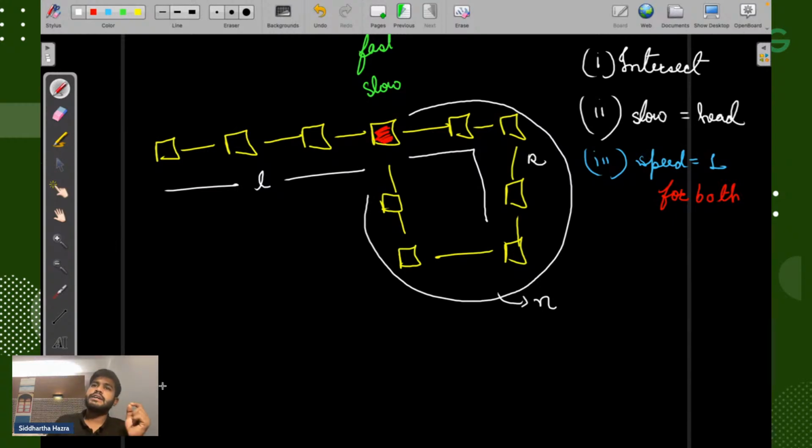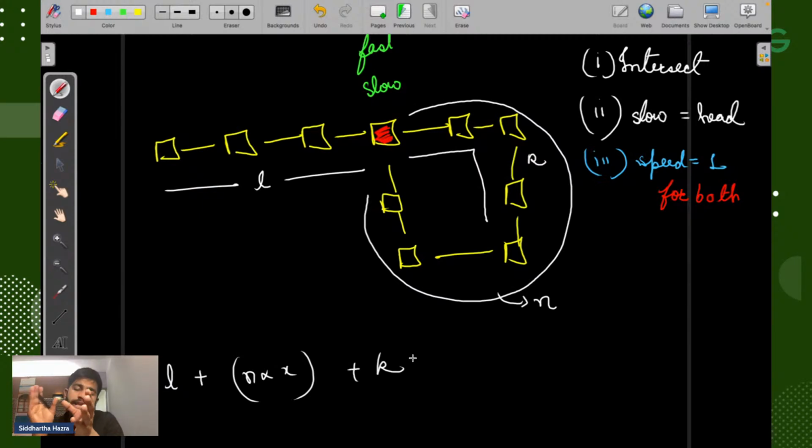The distance traveled by the slow pointer is L plus N times X, supposing it has turned around the loop X times, and then add K. Then the fast pointer's distance would be this multiplied by 2. You can equate these two and you would see that the first one is a multiple of the second one. You can see it by yourself. The explanation of the proof after this equation is homework, because I can't make the explanation of the equations very clear, but I can help you with the visualization and the implementation.